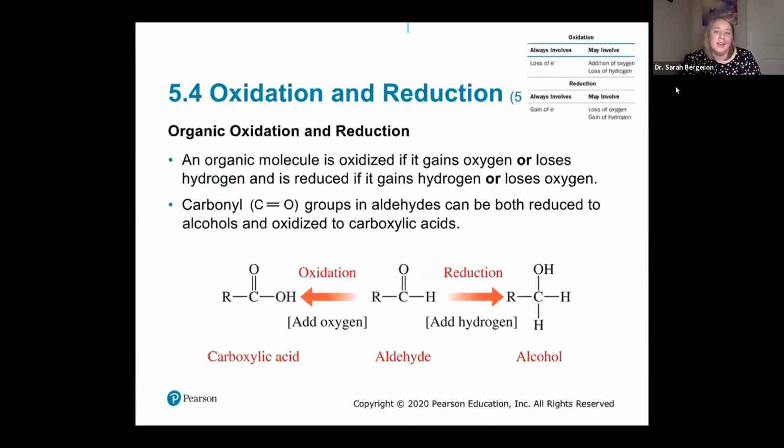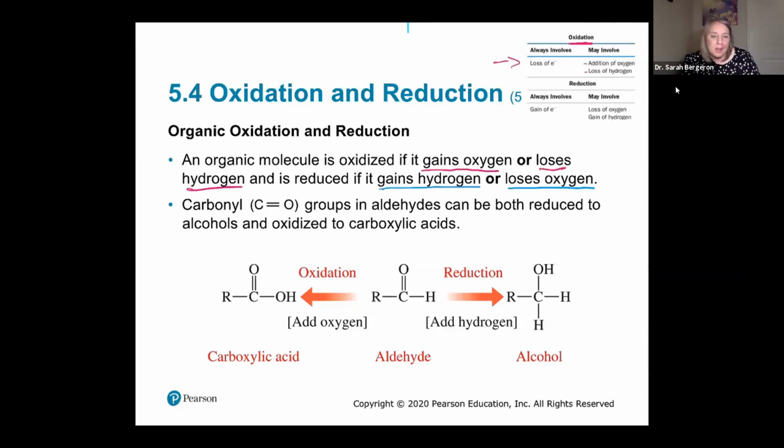Now remember, I said oxidation and reduction in organic compounds is a little bit easier, because when you're looking to see if something is oxidized, it is going to either gain oxygen or lose hydrogen. Same thing up here in the table, right? Oxidation may involve addition of an oxygen or loss of a hydrogen. That's what we're going to track. And then the opposite is true for reduction. It is reduced if it gains a hydrogen or loses an oxygen.